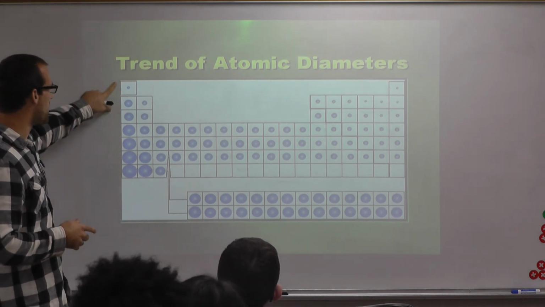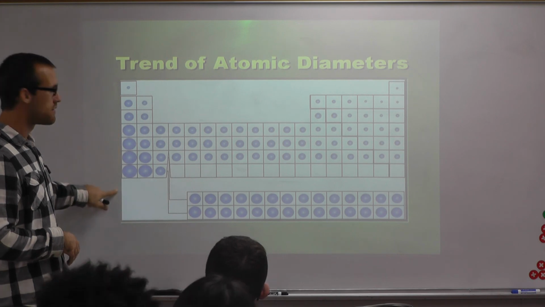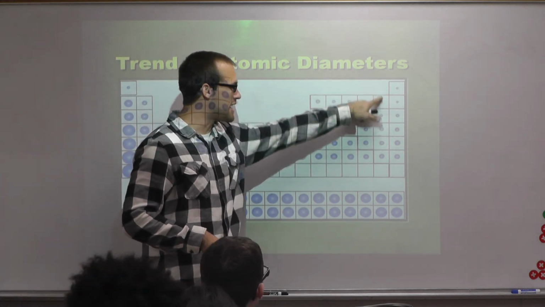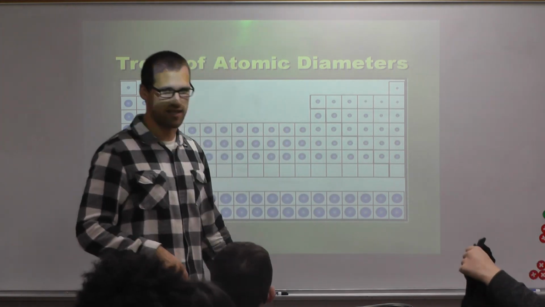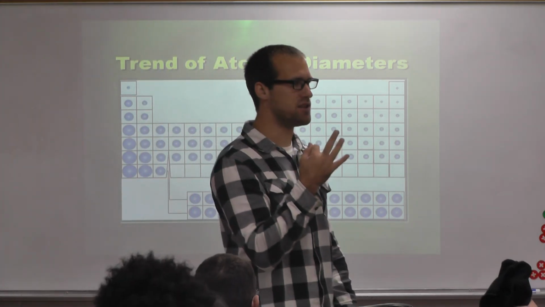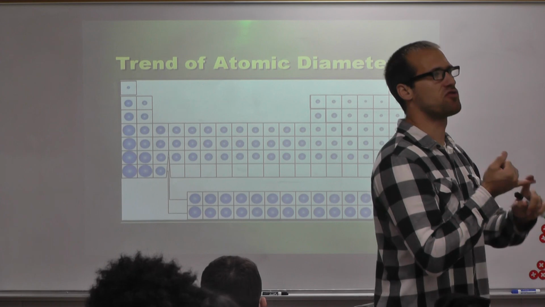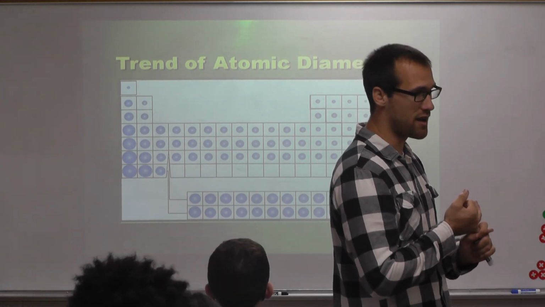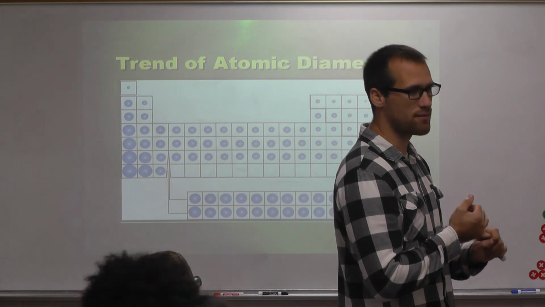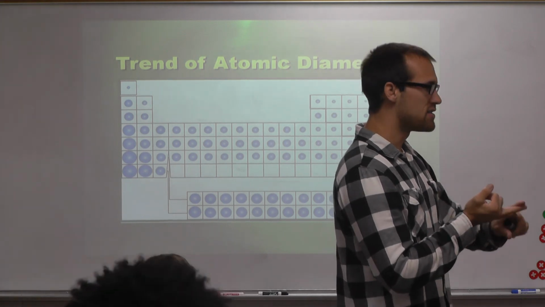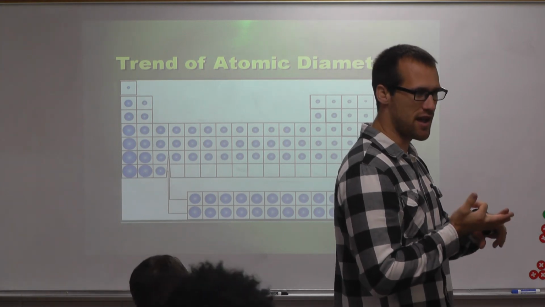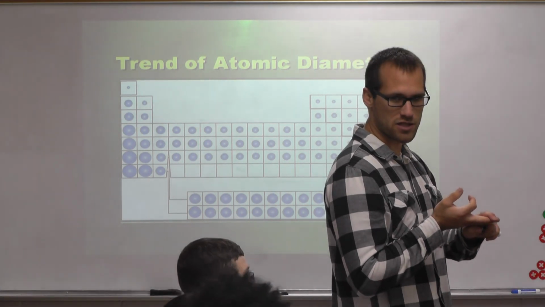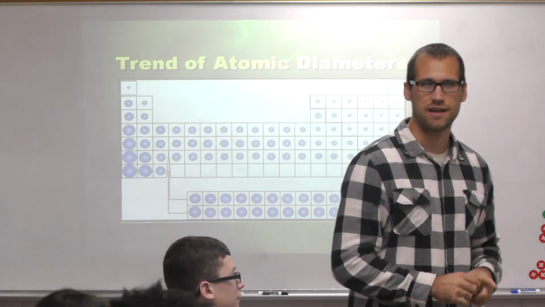From top to bottom, it what? It's bigger. Increases, no matter where I'm at. As I go from top to bottom, it increases. So those are the three trends that you need to remember. Left to right, top to bottom, metallic character decreases. Or sorry, decreases left to right, increases top to bottom. Same with conductivity, same with atomic radius. Questions? Nope. See ya.